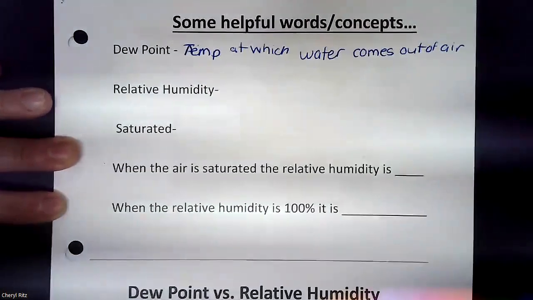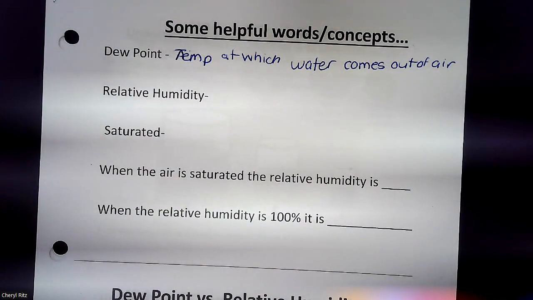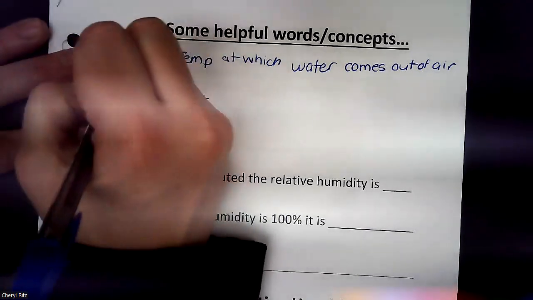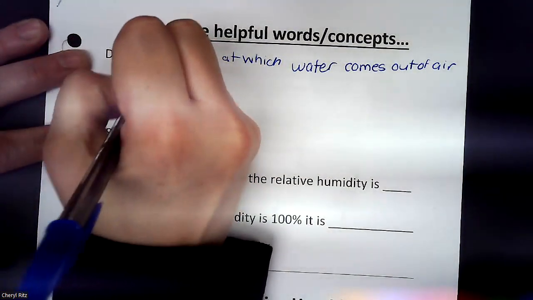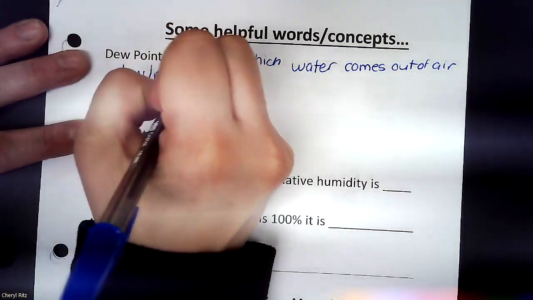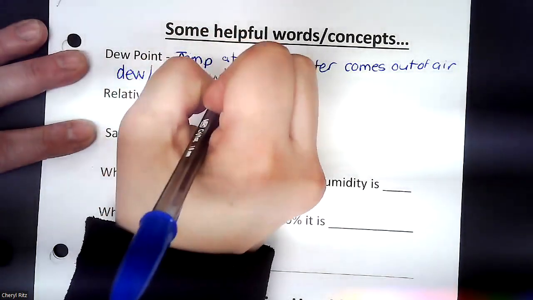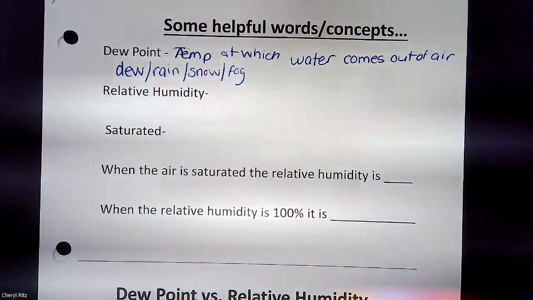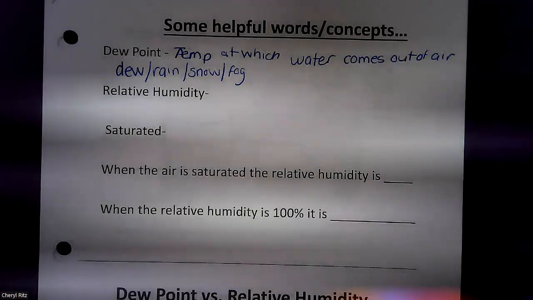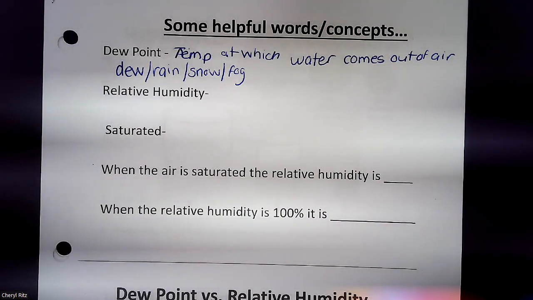When I say temperature at which water comes out of the air, what do I mean? What does that mean? Water comes out of the air. Could be dew, rain, snow, or fog. Yeah, or anything else that's water coming out. It is precipitation coming out of the air.